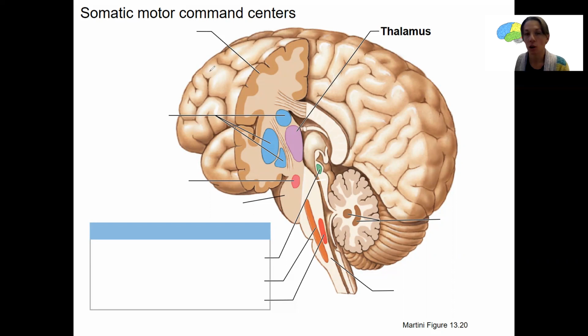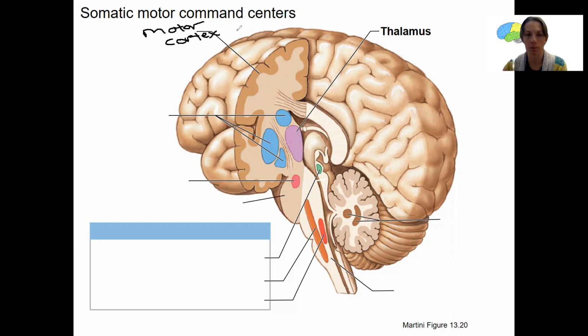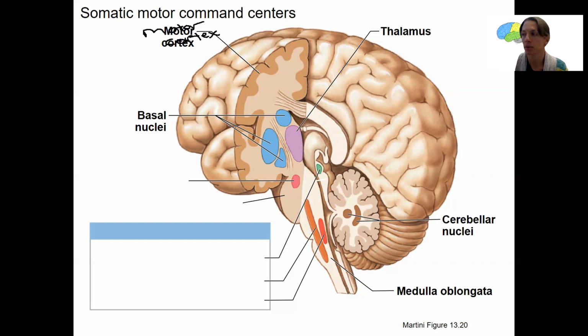pathways. So first of all, the regions we're going to look at here, you should be able to label several regions here. Here is our motor cortex, our primary motor cortex. Motor cortex. Basal nuclei, deep in there. The cerebellar nuclei of our cerebellum, of course, and the medulla oblongata. Now, those ones are all fairly familiar. Oh, one more, midbrain. And there's a couple structures within these structures that you've heard of.